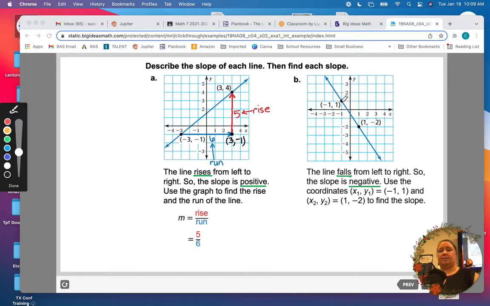So I'm going to look at the rise. So I'm going to go, it's not up, it's going down. So I count 1, 2, 3. So my rise is negative 3. Okay? And then to the right, how many?